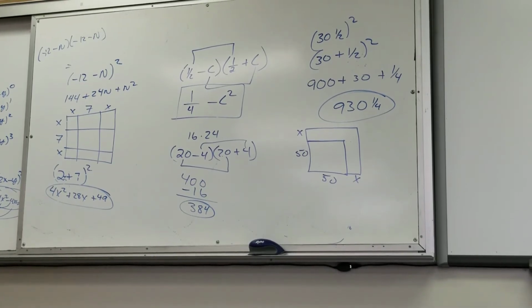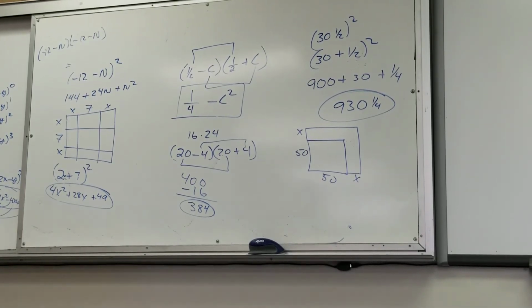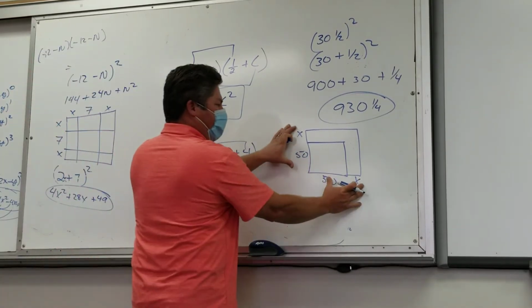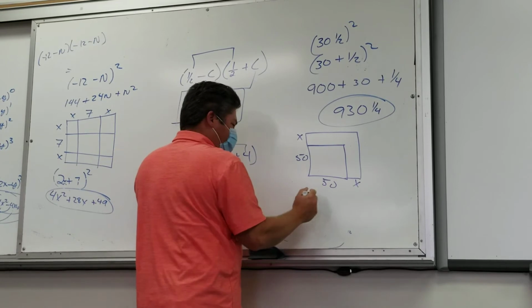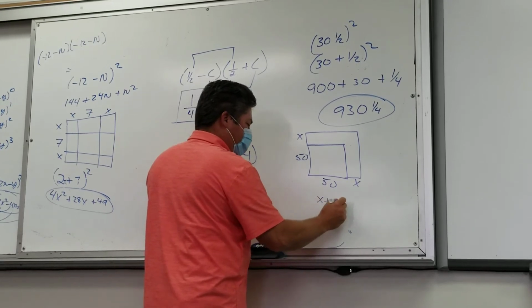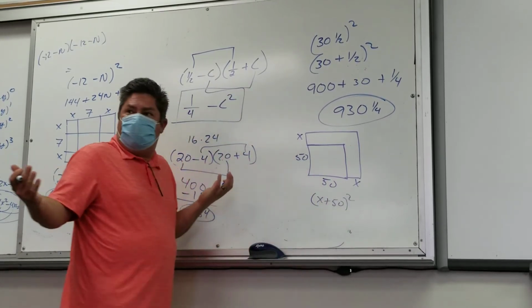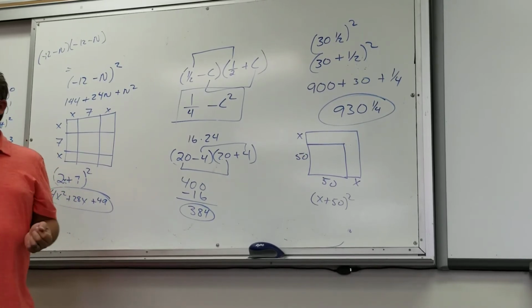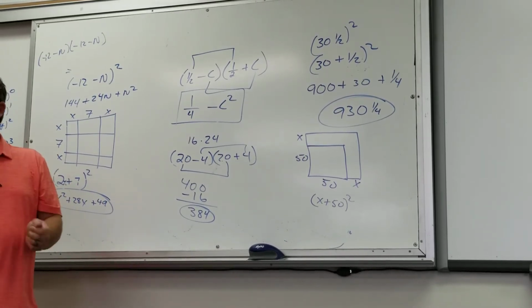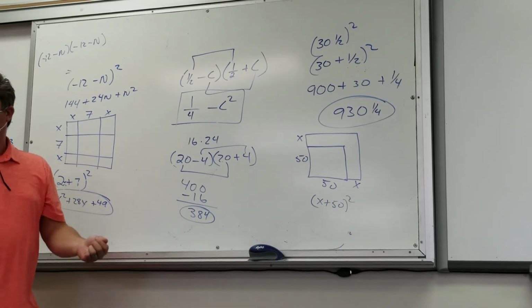Find this product. Okay, so all they're saying is, what is the area of the whole entire renovation? So the area is length times width, x plus 50 squared. It says find this product. Again, I'm going to use that special product rule. First term squared, first term times second term times 2, last term squared.